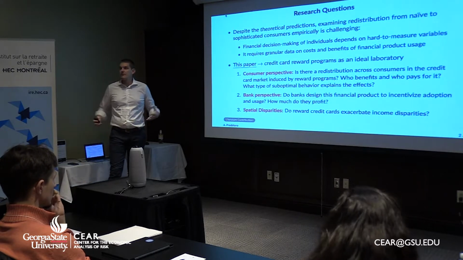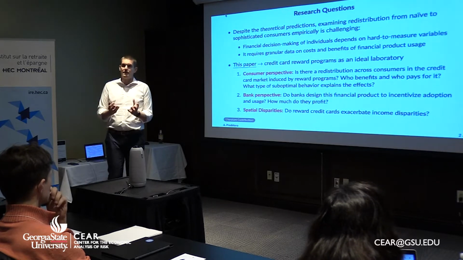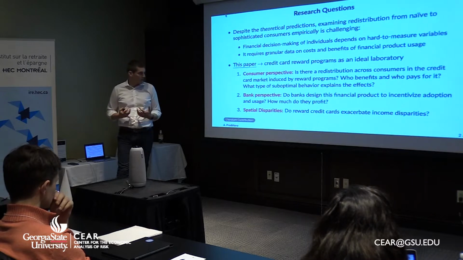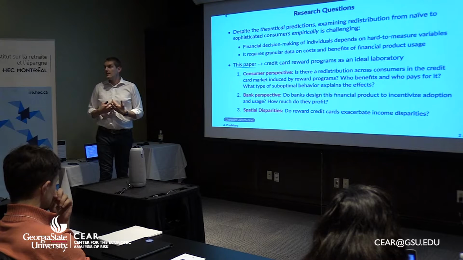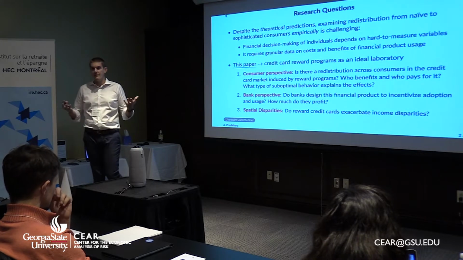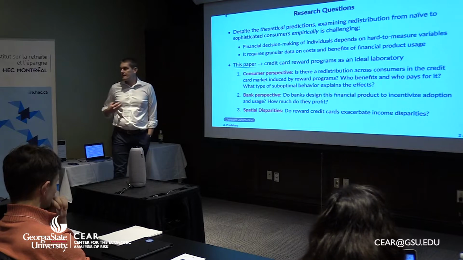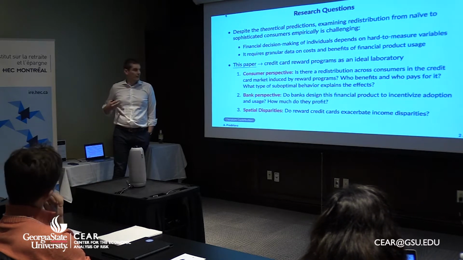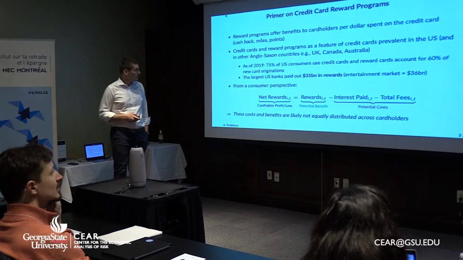And finally, once we have put a dollar amount on this redistribution, we want to say something about this redistribution in spatial terms. So we aggregate up everything across geographies in the US, and we want to see if this redistribution across consumers could be a mechanism that further exacerbates existing income disparities.